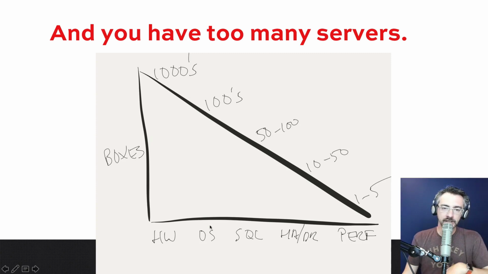But the instant that you layer on the operating system, Windows, Linux, whatever, one person can effectively manage hundreds of boxes. As soon as you layer on SQL Server, one person can manage 50 to 100 instances of SQL Server. "Brent, I have 460 SQL servers, and I manage them all by myself."